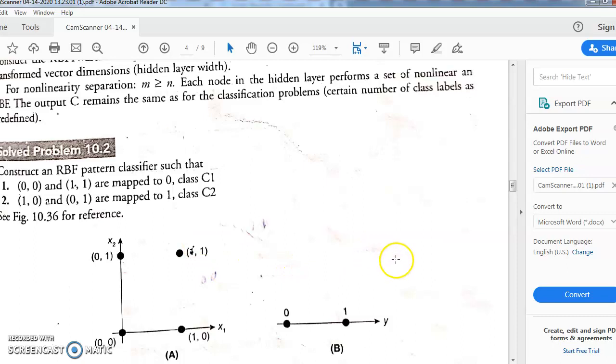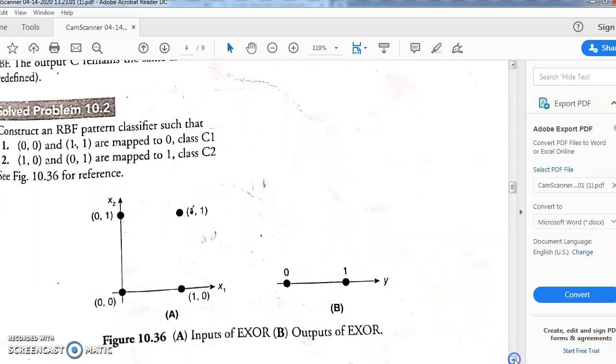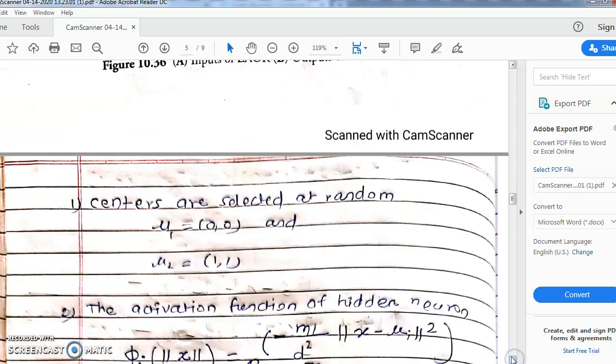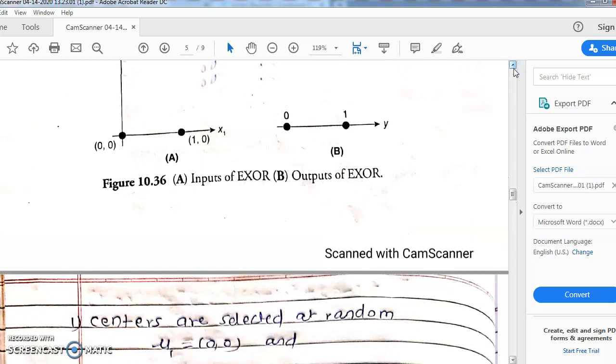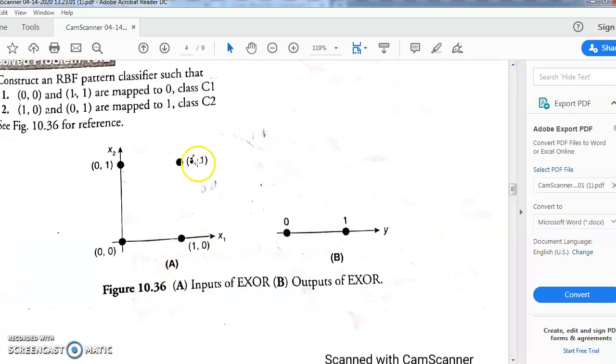So how is RBF useful for it? Let's see the solution. First, as we have seen here, there are two inputs, so we will select two centers for the classification. Let's assume that I have selected 0 0 as one center and 1 1 as the other center.